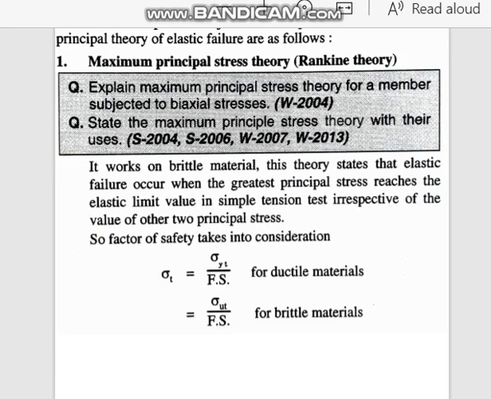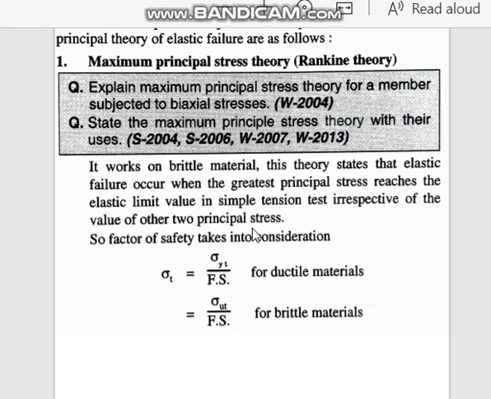So Rankine theory, what it states, okay, this theory states, and it is working for brittle materials. You should remember this theory, maximum principal stress theory, works for brittle materials. And this is the definition: elastic failure occurs when the greatest principal stress reaches the elastic limit value in simple tension test, irrespective of the value of other two principal stresses.